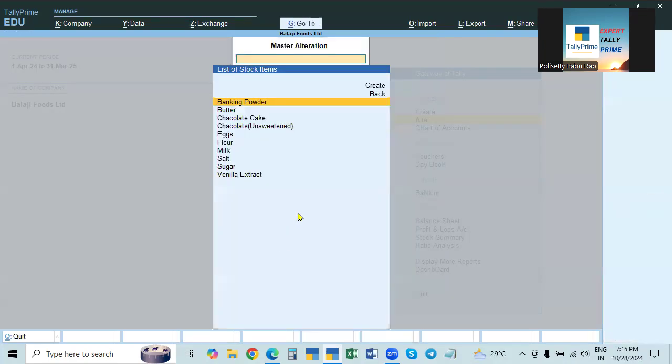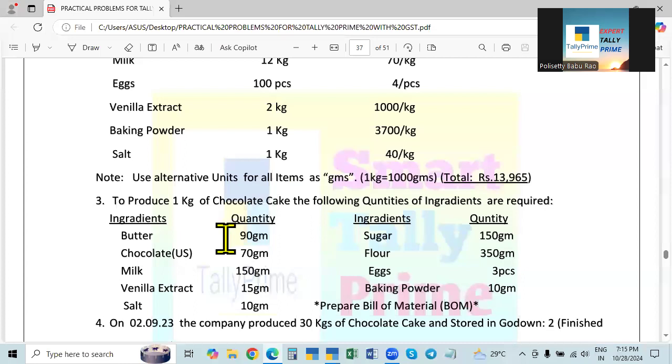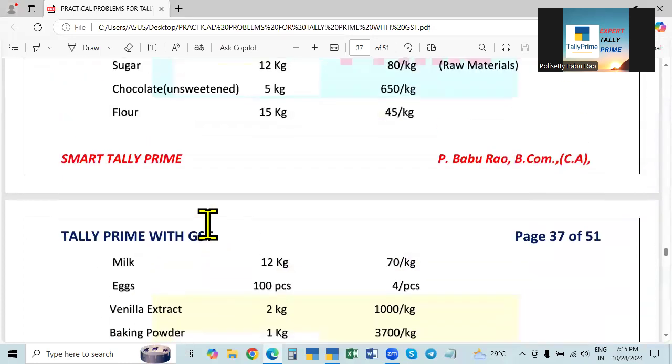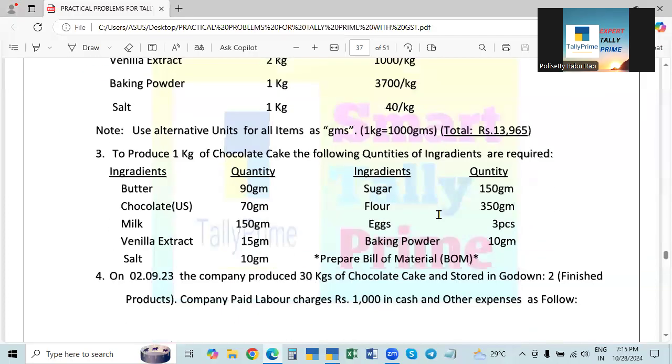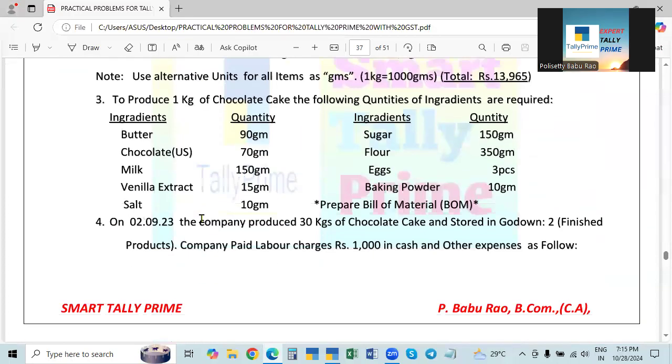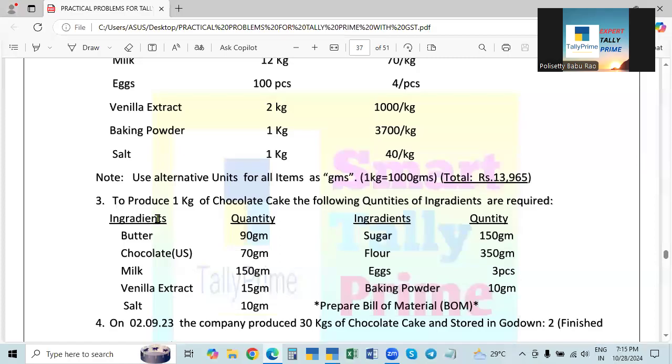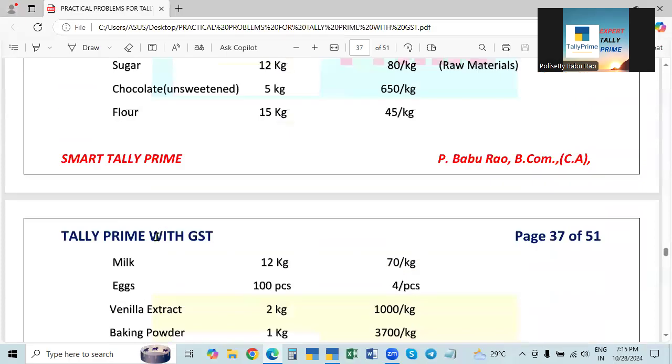So here, when you are creating the stock items, first of all, you will go to see what are the stock items required. These are the stock items you purchased. These are the items required. All are same. Okay. So these are the stock items required, and you will take up either this one or this one. All are same.